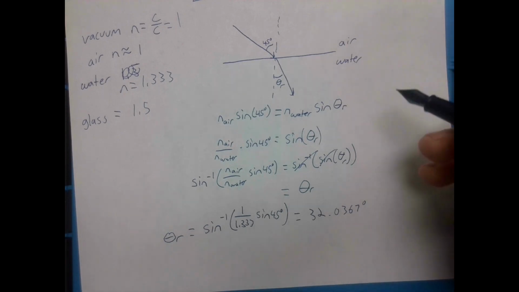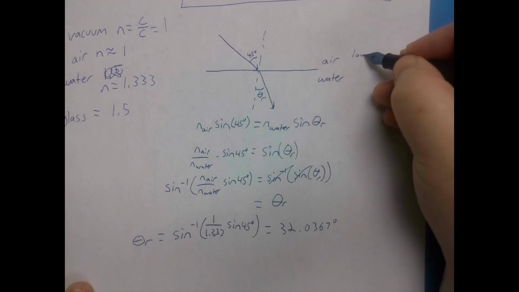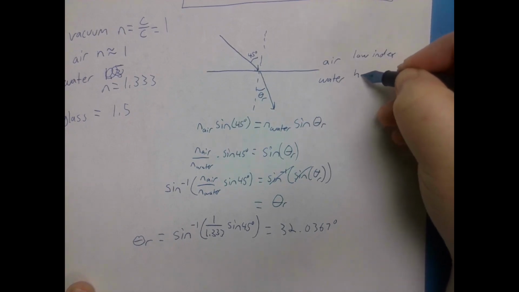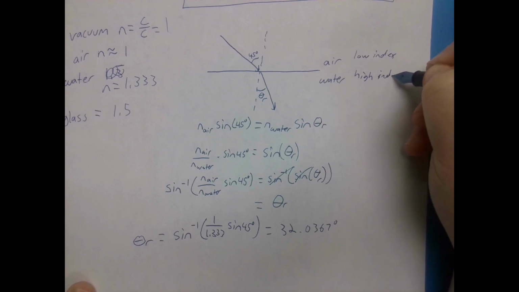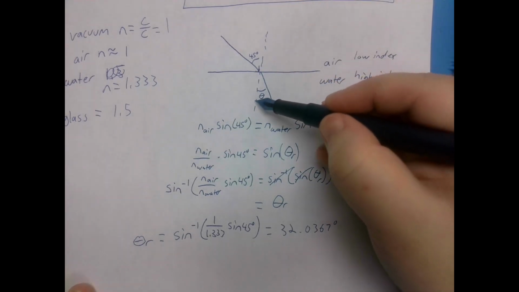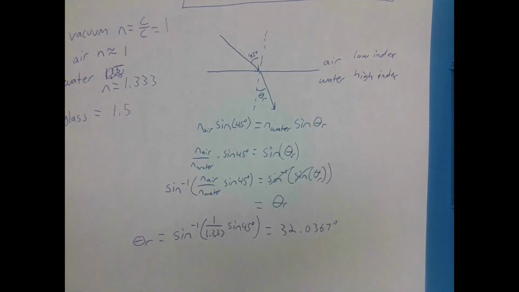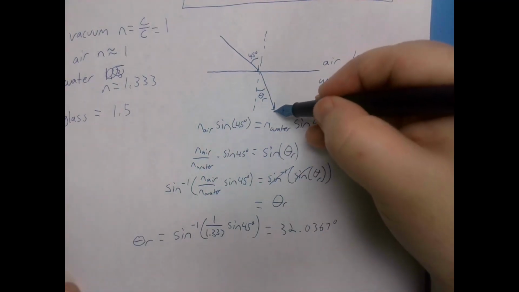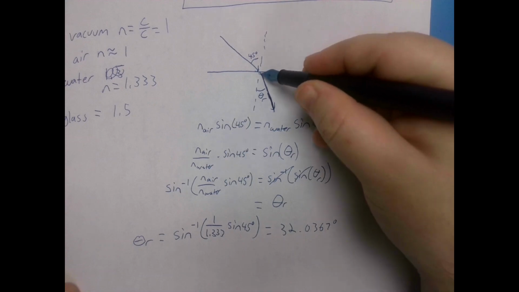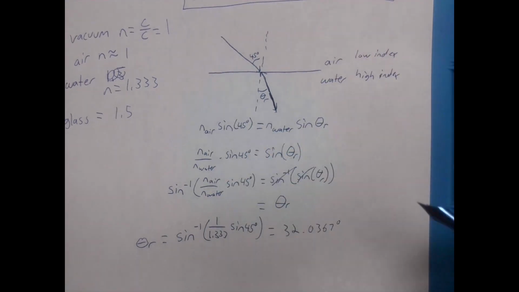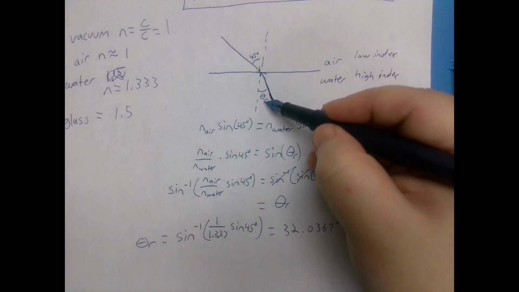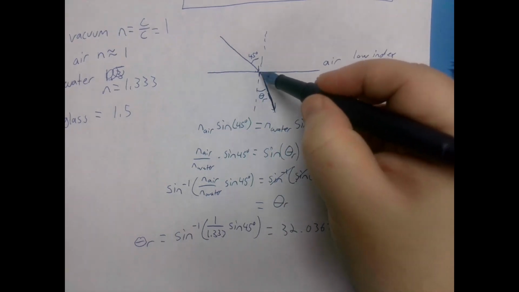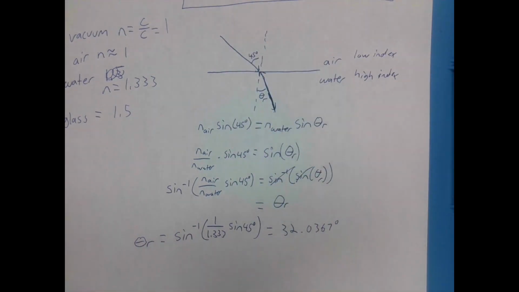So when you go from low index to high index, you should know that the angle is going to bend toward the normal. This also works in reverse. Let's say I had a flashlight here, pointing at the exact same angle. It doesn't matter what direction the light's going in, it works out the same. If I do it at roughly 32 degrees here, it's going to come out of the water at 45 degrees.